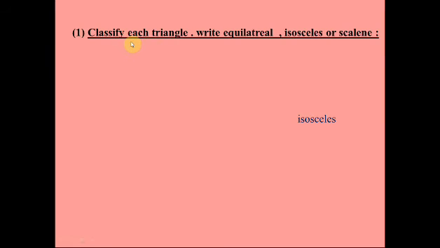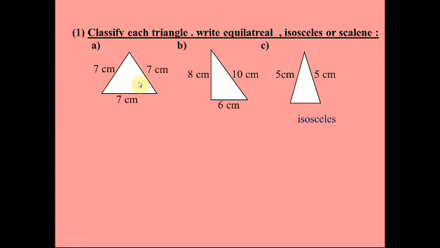Exercise about this idea. Classify each triangle and write equilateral, isosceles, or scalene. The first triangle, all its sides are equal, 7 centimeters, 7 centimeters, and 7 centimeters. For that, it will be equilateral triangle. The second triangle, 8 centimeters, 10 centimeters, and 6 centimeters. All its sides are different. It will be scalene triangle. And the third, 5 centimeters, 5 centimeters, 3 centimeters. It has 2 equal sides. It will be isosceles triangle.